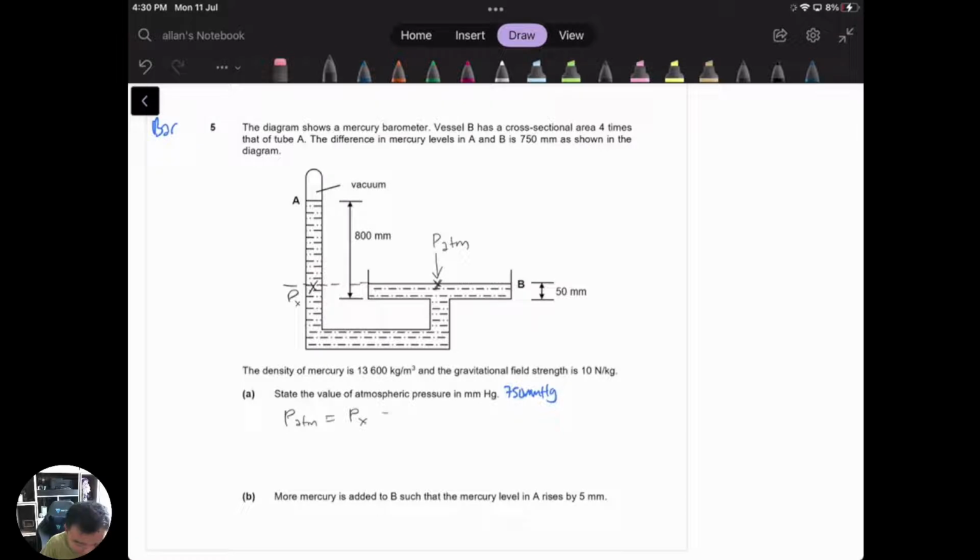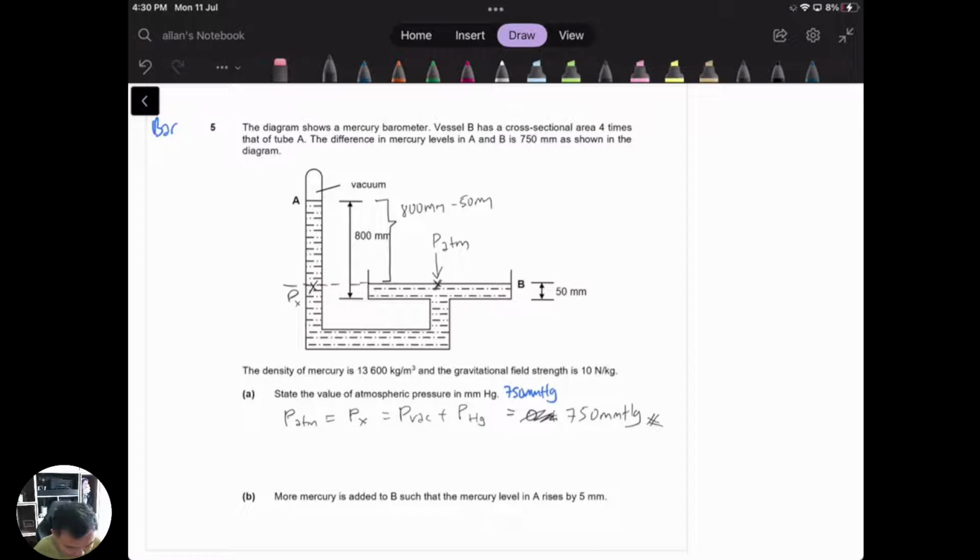Pressure at x is due to everything on top pushing down on x. So this means you have a pressure of a vacuum plus a pressure of mercury. And therefore, pressure of vacuum is 0, and you have this type of mercury, which is 800 mm minus away 50 mm. That's how you can get the answer, 750 mmHg.